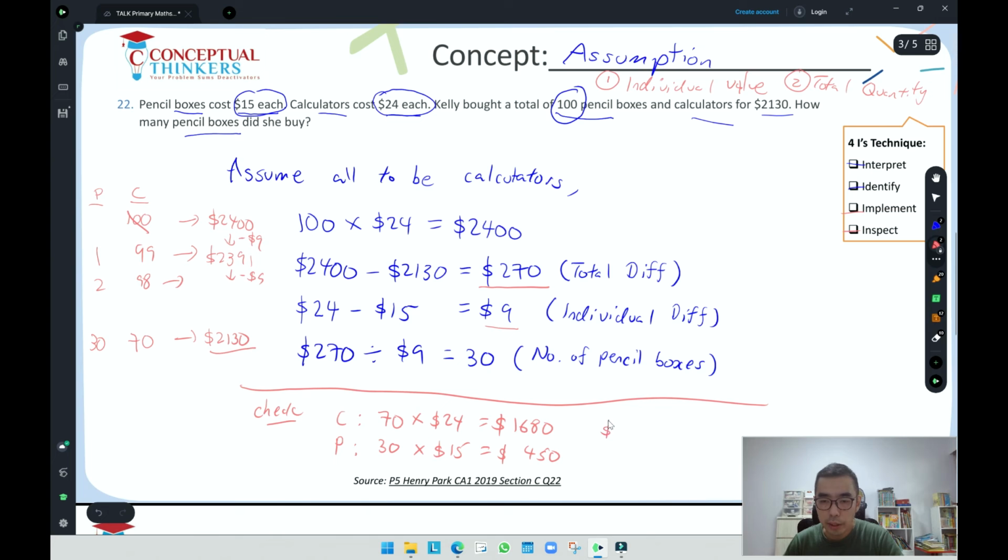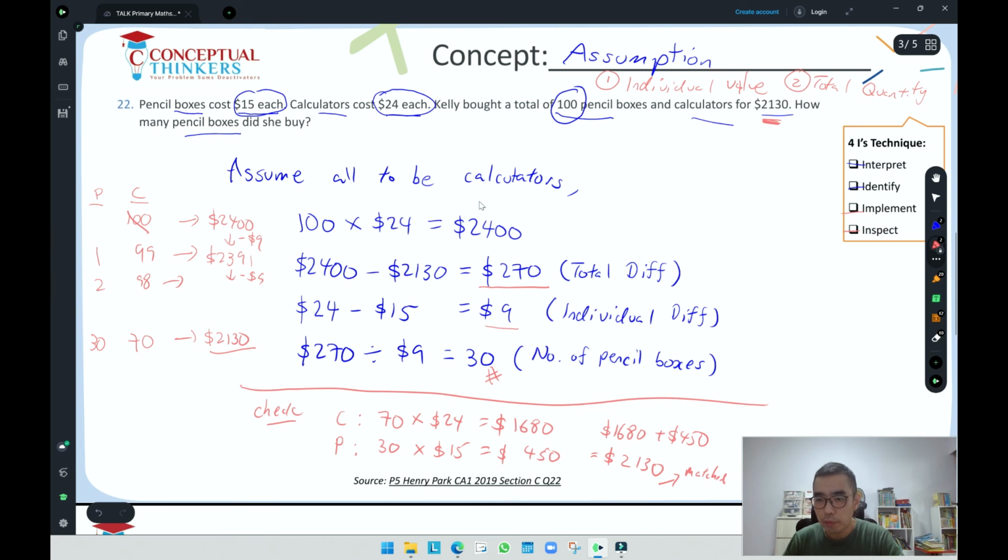So if I add them up, 1,680 plus $450, then you notice that I will get $2,130. And this actually matches my question, right? Which is here. This matches this value here. Okay, so I know that my 30 will be a correct answer. So this is how we should inspect our answer when we are doing an assumption question.